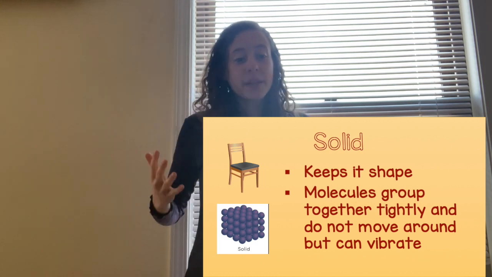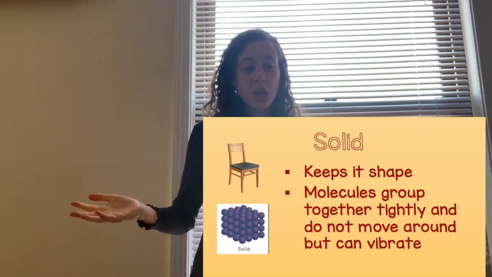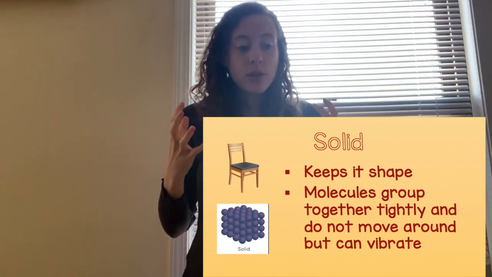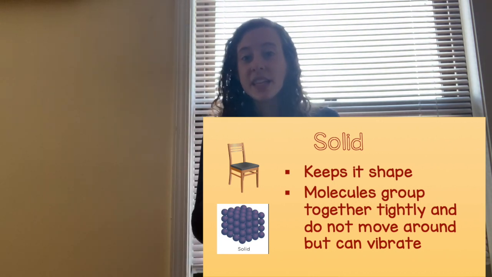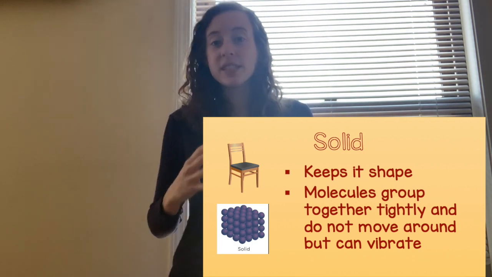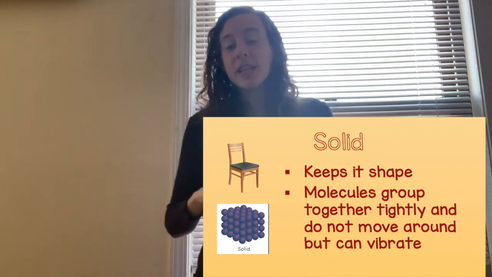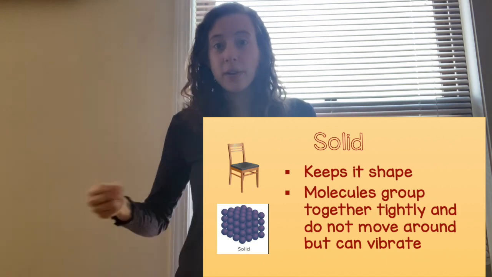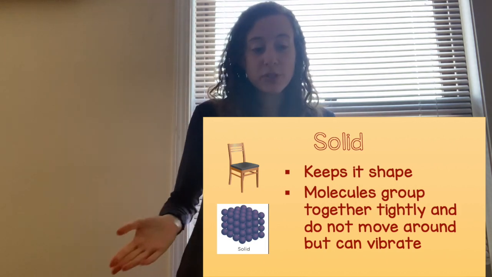Solids keep their shape. Let's think of an example of a solid, a chair. So within a solid, molecules are grouped together really tightly and they're hard to move around, and that's why it takes its own shape. For example, something like a chair, it's not changing shape as you drag it around the room. It stays the shape of a chair.